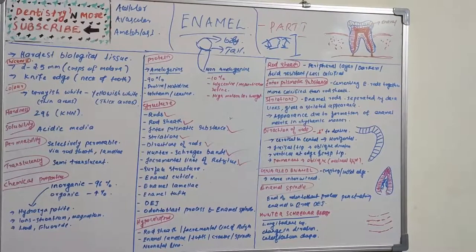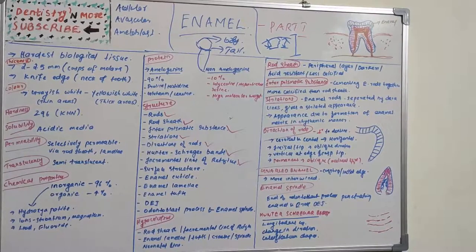So why is it important? Because broadening of incremental lines may reflect a metabolic disturbance at the time of matrix formation. So if it is broader, then some disturbance happened in matrix formation. Metabolic disturbance is causing this change, so we can make out that something happened during the matrix formation. That is the importance of incremental lines of Retzius. So that is about incremental lines of Retzius.